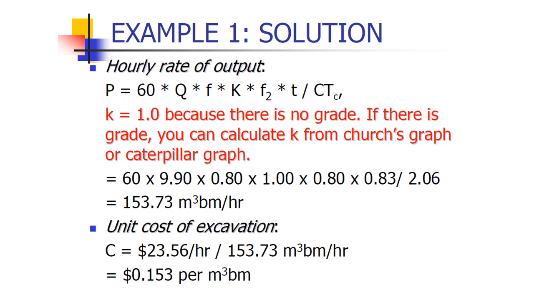Then you get your factors. K is 1 because there is no grade. So 60 times 9.9 times 0.8 times 1 times 0.8 times 0.83 times 2 over 2.06. The 0.83 is the efficiency. The 0.8, one of them is for the unit conversion and the other is for the F2 factor. Then we get 153.73 bank meter cube per hour. Then the unit cost is the hourly cost divided by the productivity, so this will give us $0.153 per bank meter cube. That's it, and thank you.